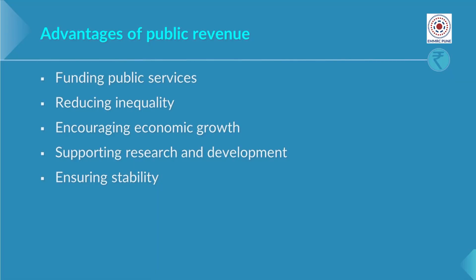Ensuring stability. Public revenue can help provide stability during times of crisis or economic downturn. For example, the government may provide financial assistance to businesses and individuals during a recession to help stimulate the economy and prevent a deeper downturn.